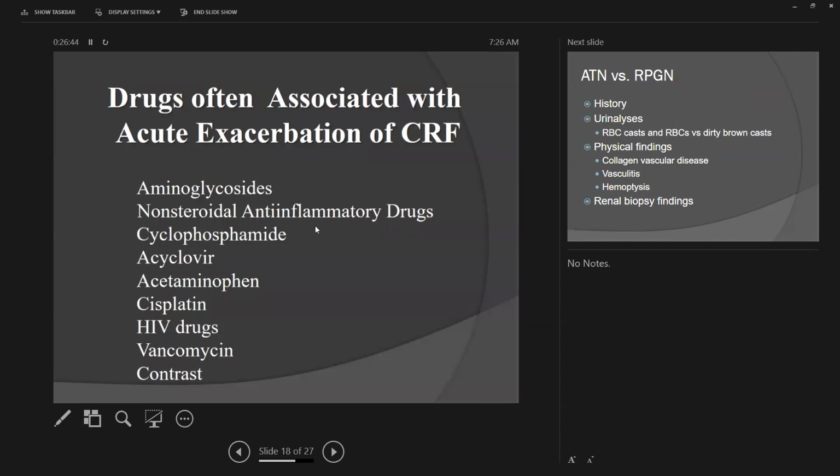And here are the drugs. These are not in order of frequency, but non-steroidals. Just a simple little question, but generally patients do not offer as a medication those medications they're getting over the counter. So that medication list is not always complete. Non-steroidals are a big thing in patients with underlying chronic kidney disease causing acute exacerbation.